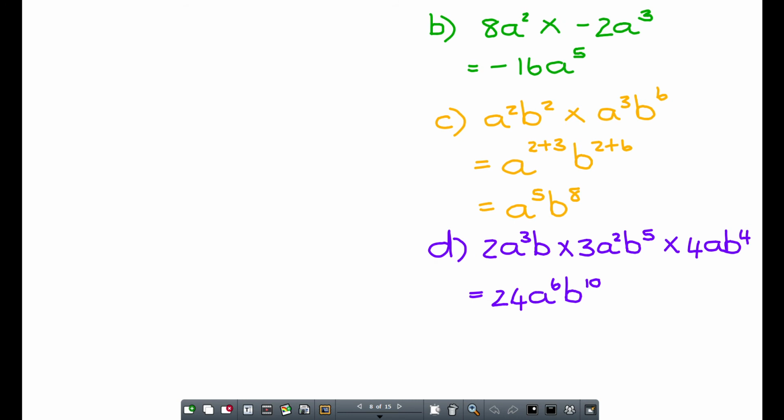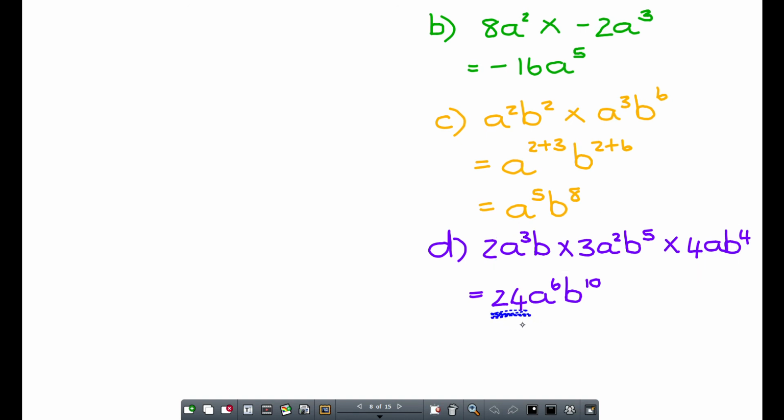Say again? Oh, can we just go to 3D quickly? Okay, let's first look at the coefficients. 2 times 3 gives me 6. Times 4 gives me 24.